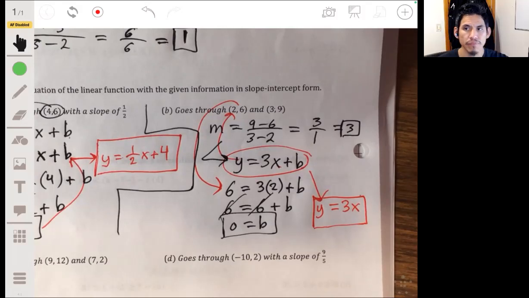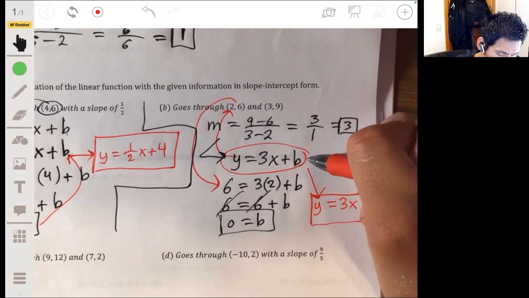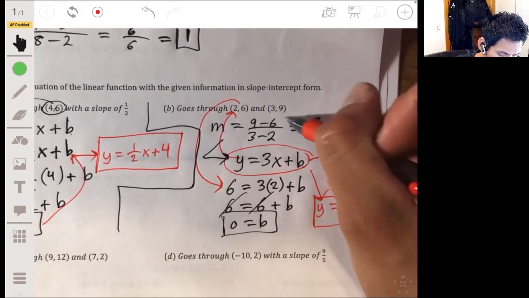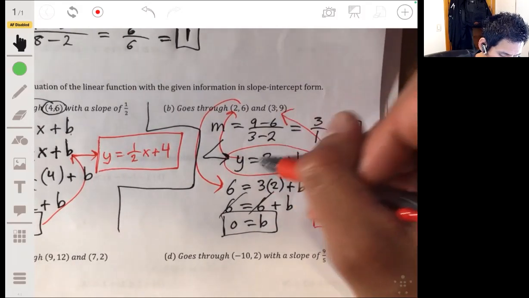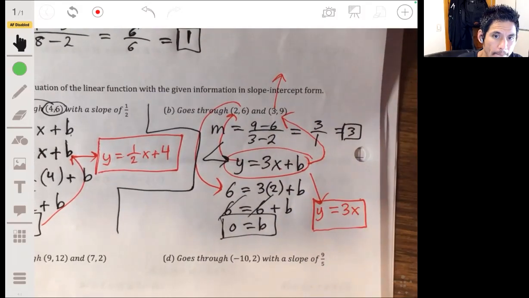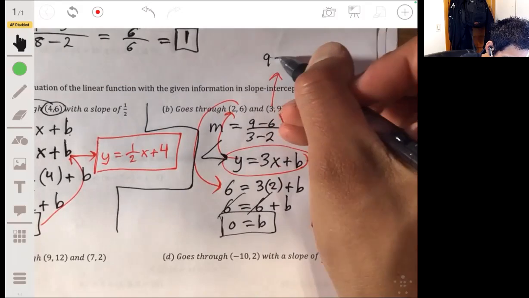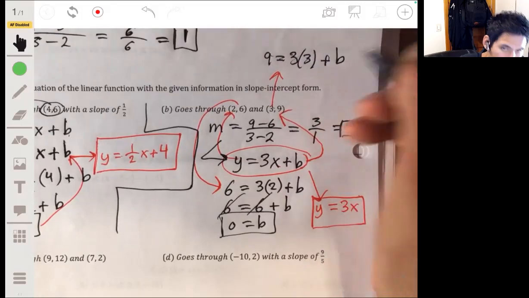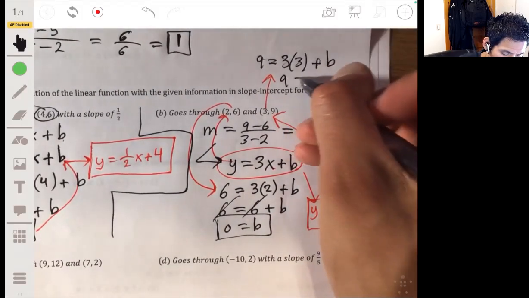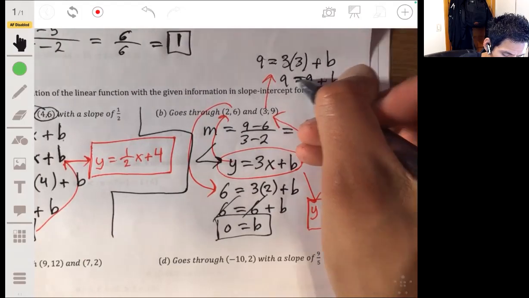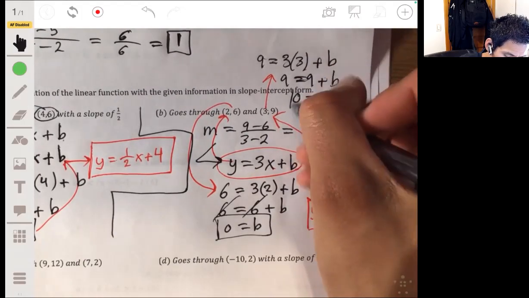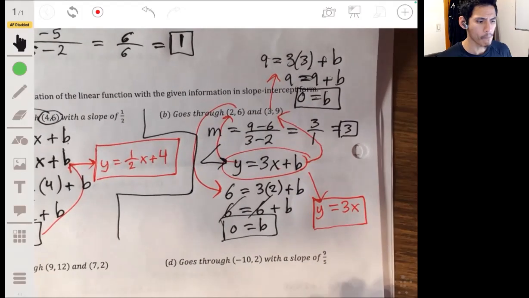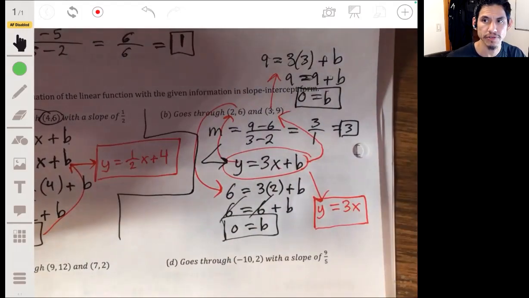Now, just to kind of prove to you what I mean, and the beauty about math, let's say I want to use this point and plug 3, 9 into here. I'm going to work it out up here. So then y would be 9, and x would be 3, so I'll have 9 equals 3 times 3 plus b. And you see I get 9 equals 9 plus b. And so again, b is just 0. And then you can see why they both work. So it doesn't matter which point you pick.